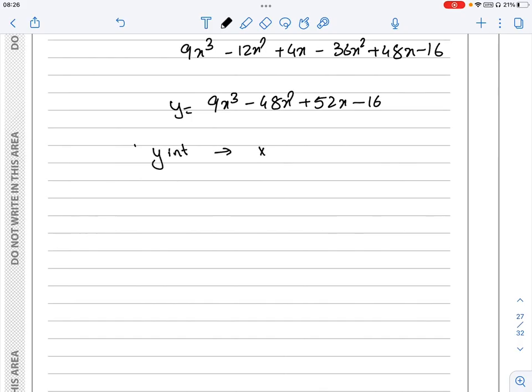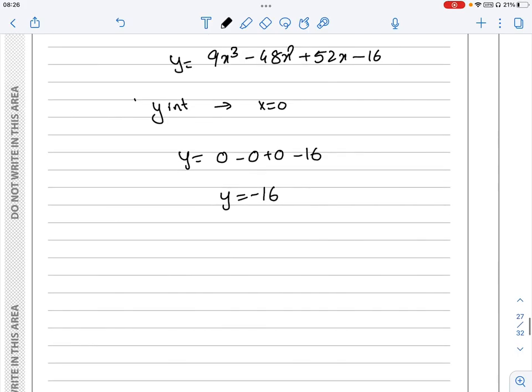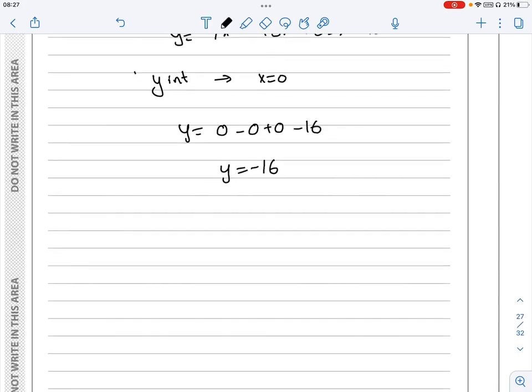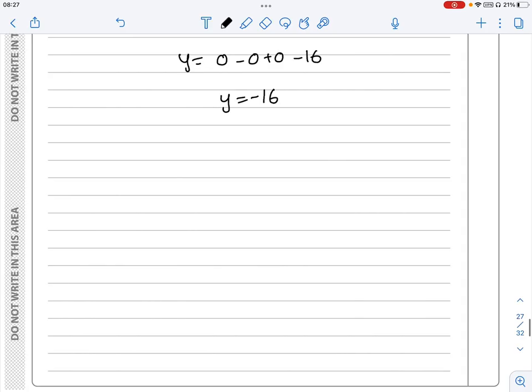For the y-intercept, it implies x equals 0. So y equals 0 minus 0 plus 0 minus 16, so y equals negative 16. That is the equation of the straight line. Now the straight line intersects the curve.